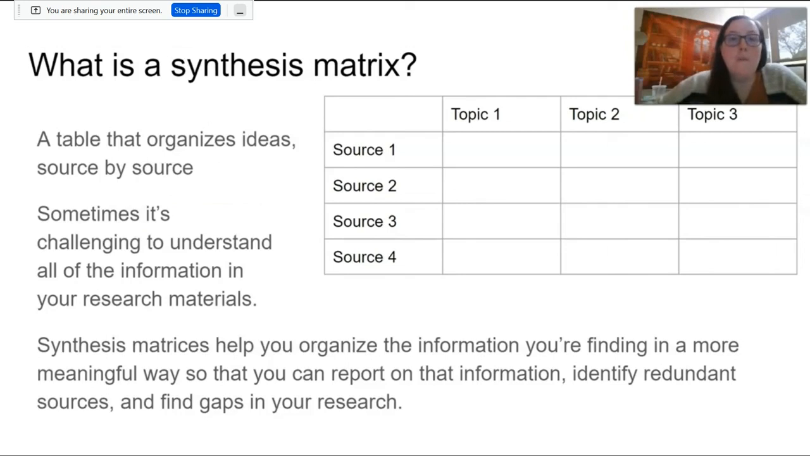So really the whole point of a synthesis matrix is a way to visually organize information that you're finding in a source in a more meaningful way so that you can write a report or a literature review. You can identify redundancies in sources where maybe multiple sources are saying the same things, and especially for our purposes, helps you identify some gaps in the research that you found.